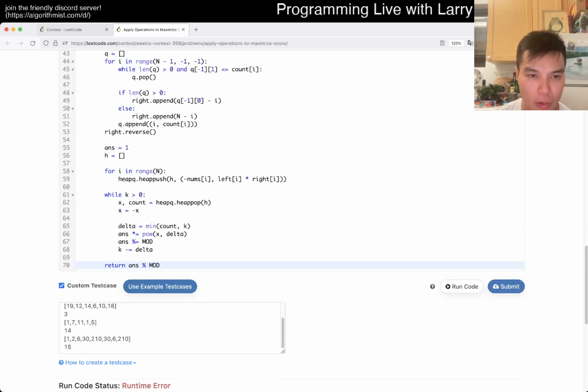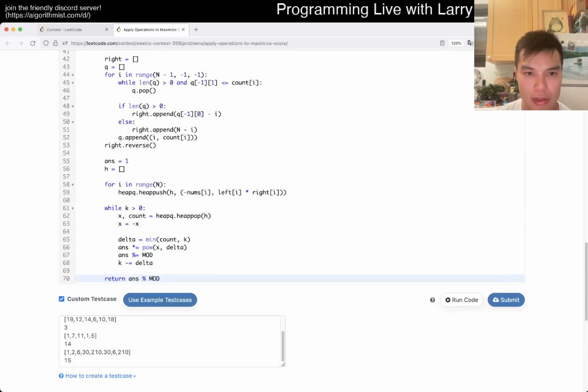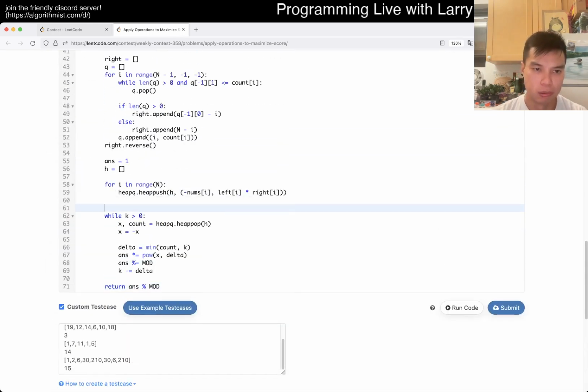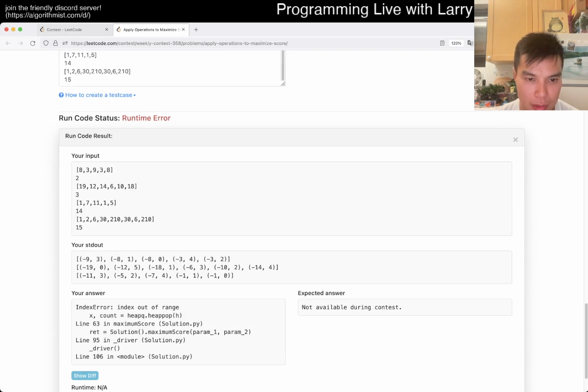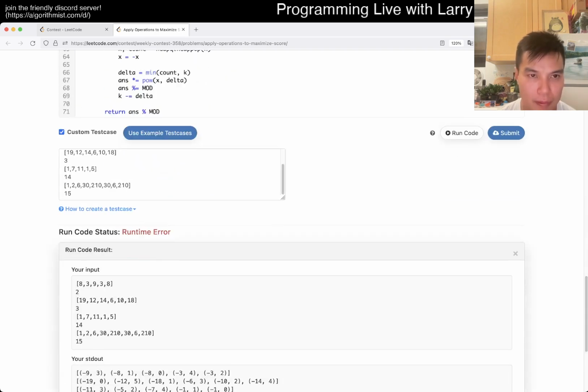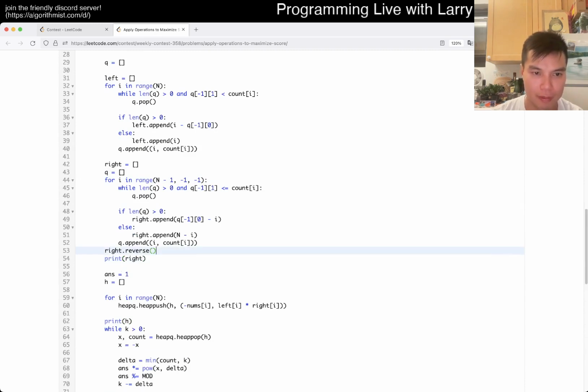Index out of count. That's odd, isn't it? So each number should, I mean, the total should be whatever, 6, 9, 11, 15. This is for 6. Am I off by 1 somewhere? It certainly maybe I am off by 1 somewhere. Okay, I think the right stuff could be wrong. Right.